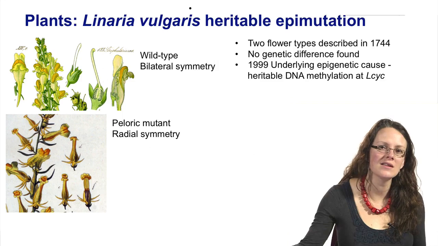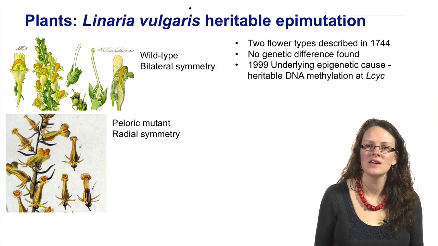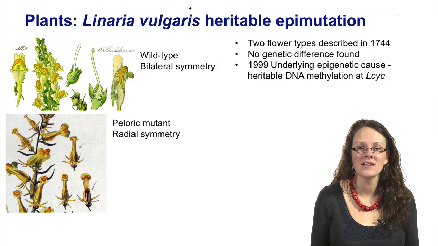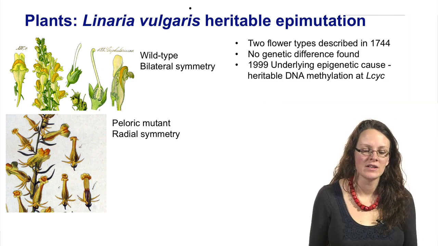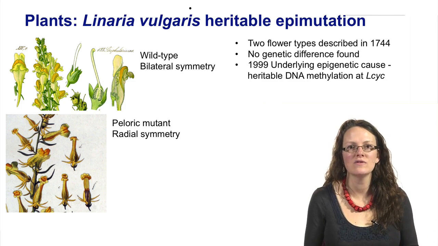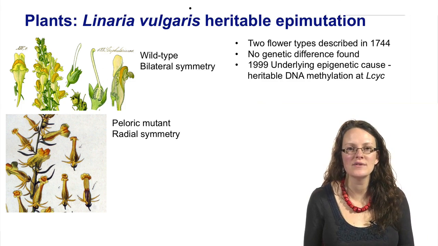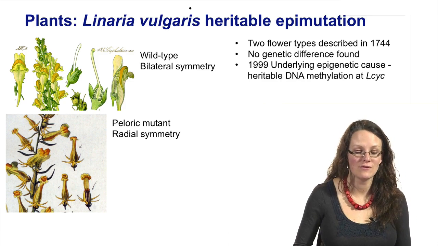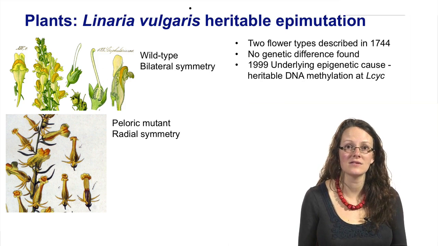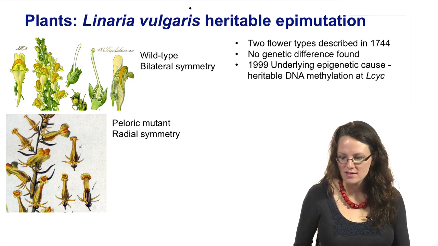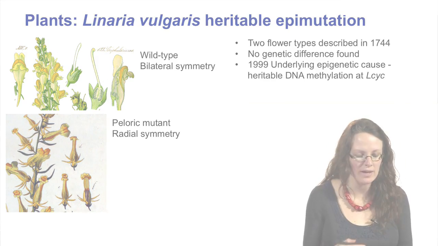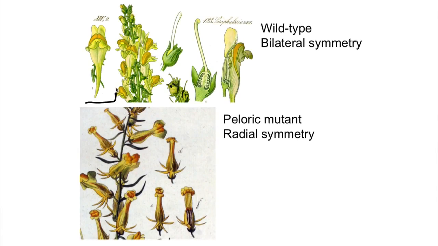So again, it's nice to think about non-mammalian examples. And the best example of transgenerational epigenetic inheritance in plants is that in Linaria vulgaris. This is a plant that has two different habits, two different types of flowers, that was first described back in 1744 by Linnaeus, and that's who named the plant. It has two versions of the flower, the wild type flower, which has bilateral symmetry, which you can see best in this picture here.